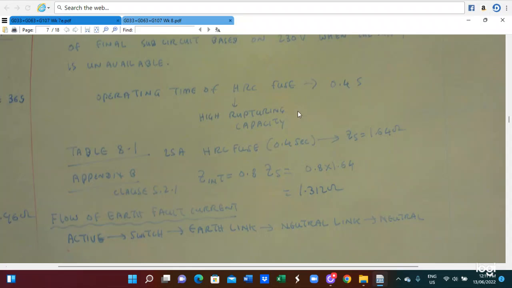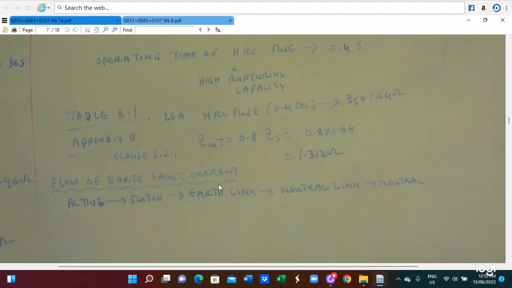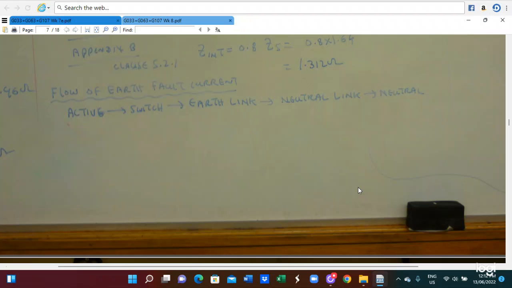This is the high rupturing capacity fuse. In Table 8.1, for the 25 ampere HRC fuse at 0.4 seconds, Z_S is 1.64 ohm. We also have to use Appendix B and clause 5.2.4. Z_IND is 0.8 ZS, so 0.8 multiplied by 1.64, you get 1.312 ohm. We also follow the fault current path, which is the current from the active to the switch, then to the link, the neutral link, and to the neutral.